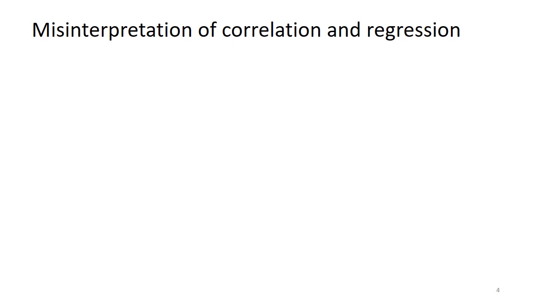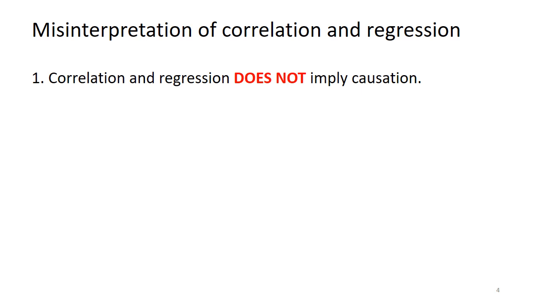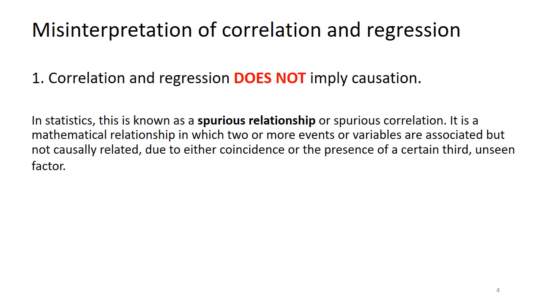Here are some common mistakes in interpreting regression and correlation. When two variables x and y have a positive linear association, it does not mean x causes y. It merely means when x increases, y also increases. Let's see some examples.